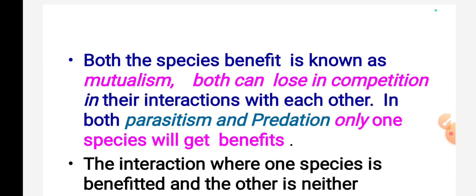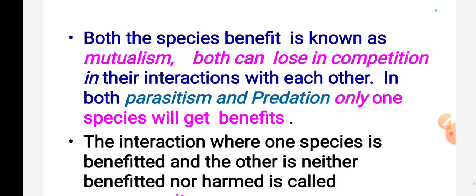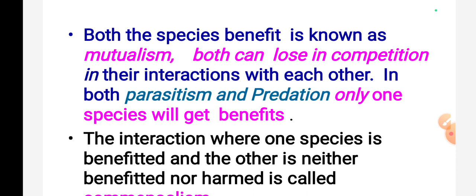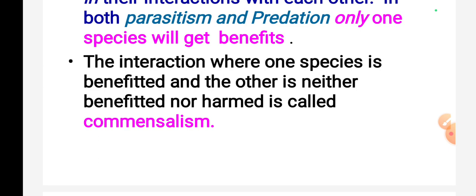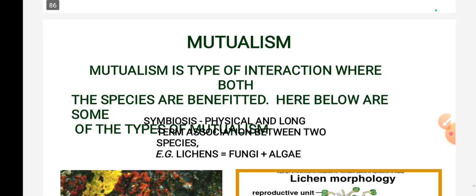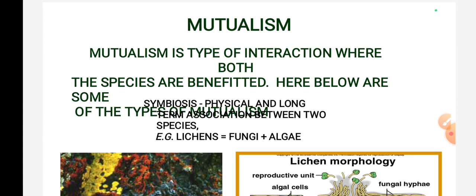When both species benefit, it is known as mutualism. Both can lose in competition in their interaction with each other. In both parasitism and predation, only one species gets benefits. The interaction where one species is benefited and the other is neither benefited nor harmed is called commensalism. Mutualism is a type of interaction where both species are benefited. Here are some of the types of mutualism.